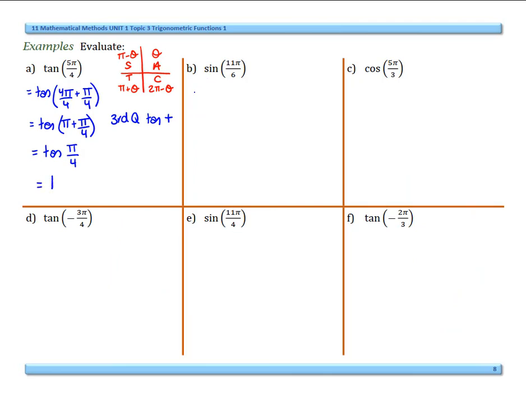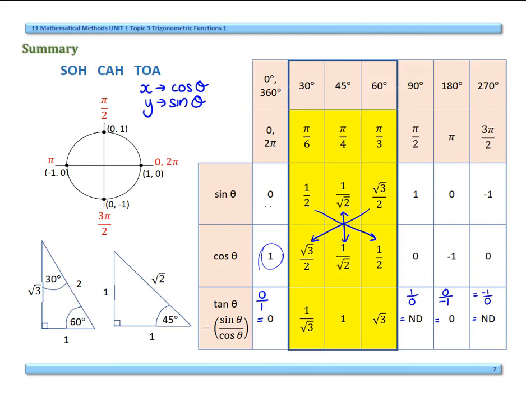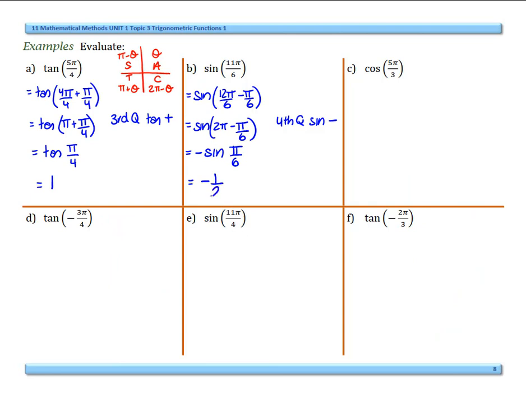For sine of 11 pi on 6, we go sine of 12 pi on 6 minus pi on 6. So that becomes sine of 2 pi minus pi on 6. We are in our fourth quadrant, so sine is negative. So we can rewrite this as negative sine of pi on 6. Our exact value for sine of pi on 6 is 1/2. So that's -1/2.